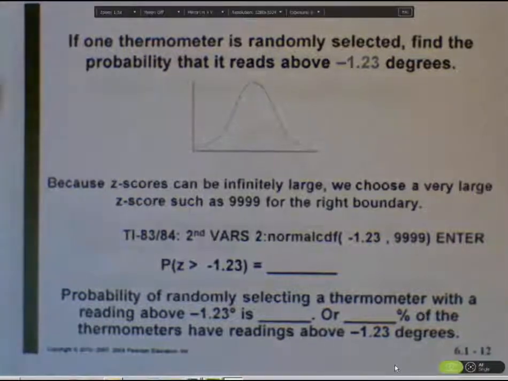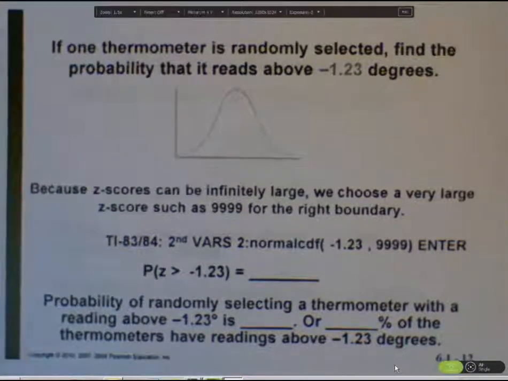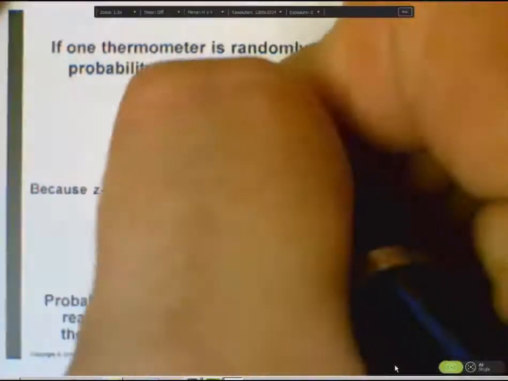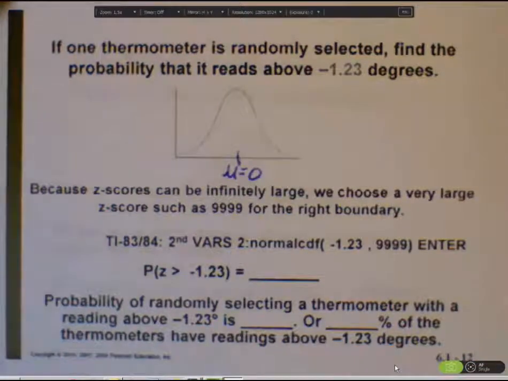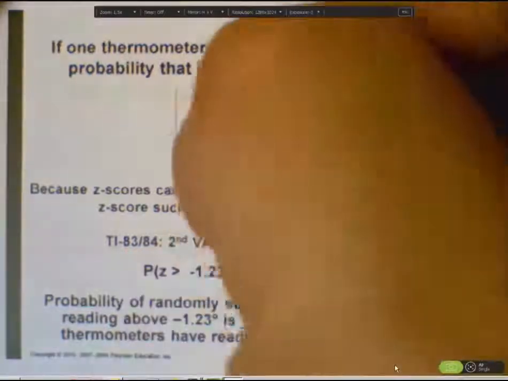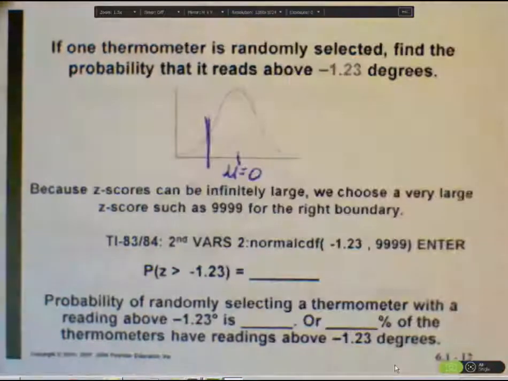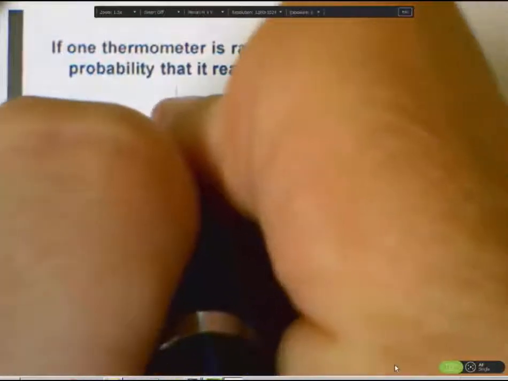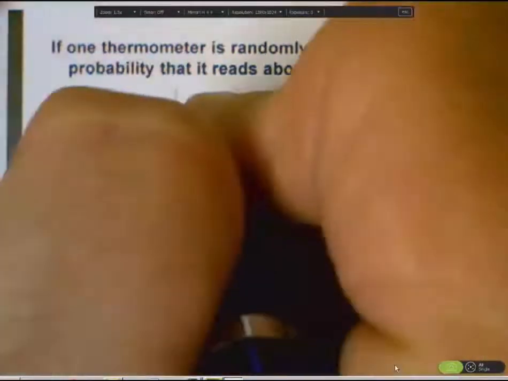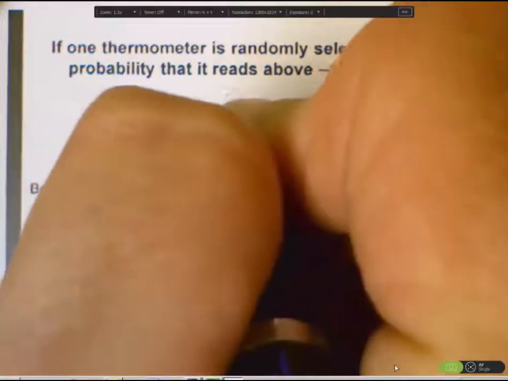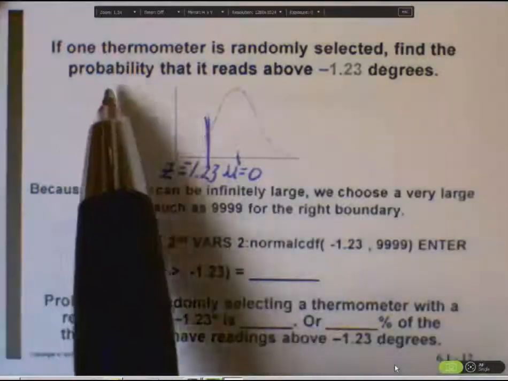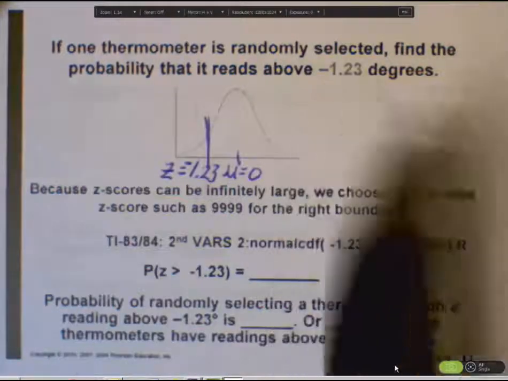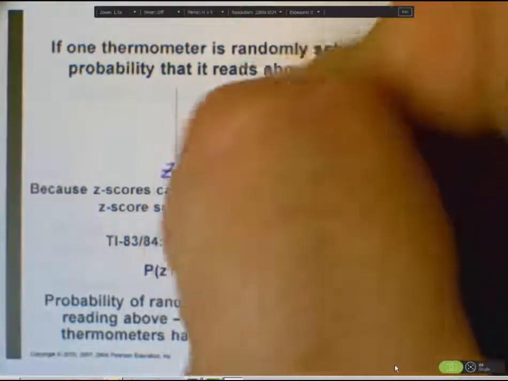If one thermometer is randomly selected, find the probability that it reads above negative 1.23 degrees. Well, think about where that would be in relation to the mean. The mean is 0, and a reading of negative 1.23 would be somewhere below the mean. I want the probability that a thermometer reads above that, so I'm going to shade to the right of that.